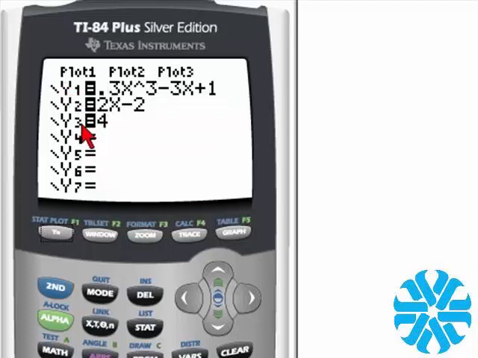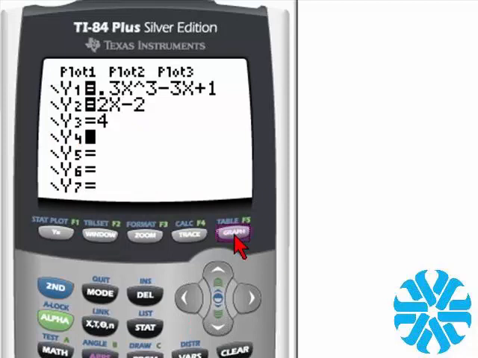So we want to turn off y3. Well, to do that, we bring the cursor down to y3, and we move the cursor over to the equal sign, and then we hit enter. Now if I move the cursor down one, notice that the first two equal signs are highlighted. That means we're going to see the first function, and then the second function, and this y3 equals 4, we will not see that. Okay, so we will not see that when we graph it.